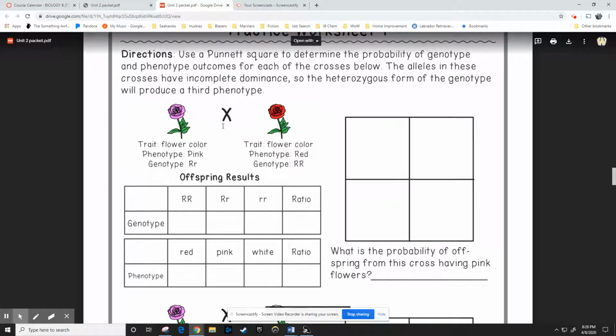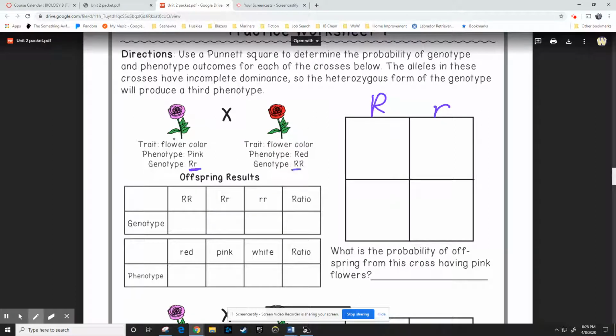So let's go ahead and do a cross between this red rose and this pink rose and figure out what kind of offspring we would get. All right, so just like before, we would take the pink one. It doesn't really matter which parent you use. I'll use the pink one, and we would put its alleles on the top here, capital R, lowercase r from right here.